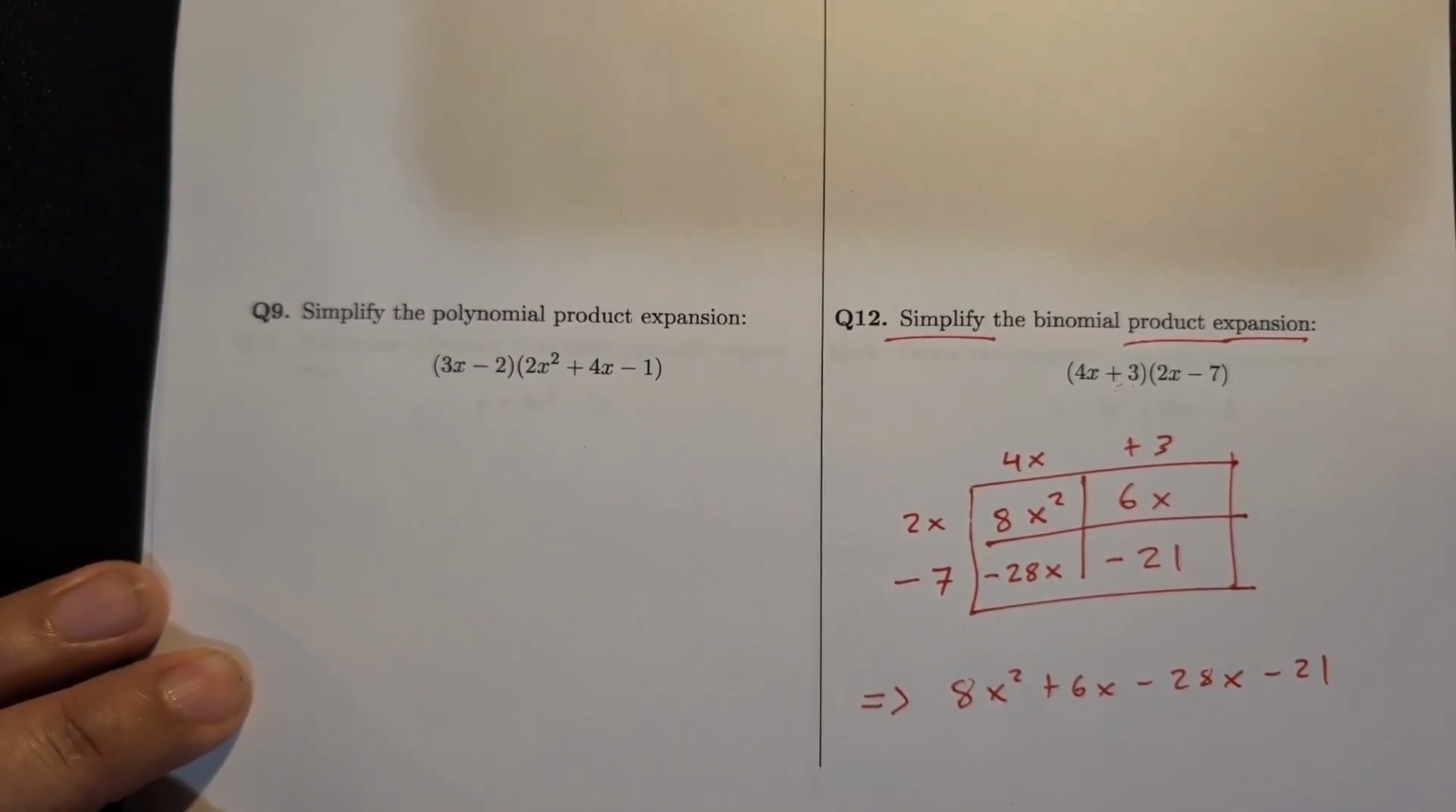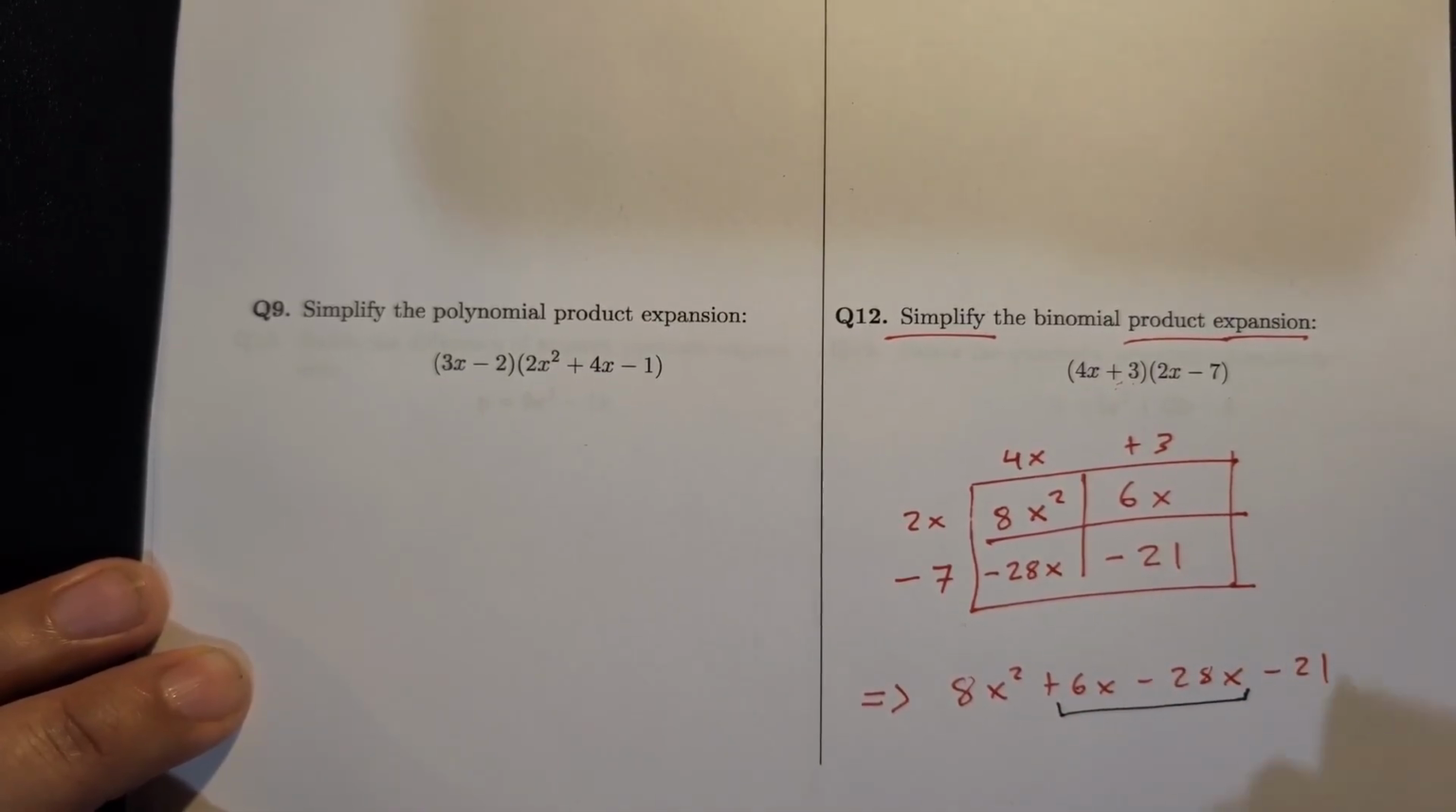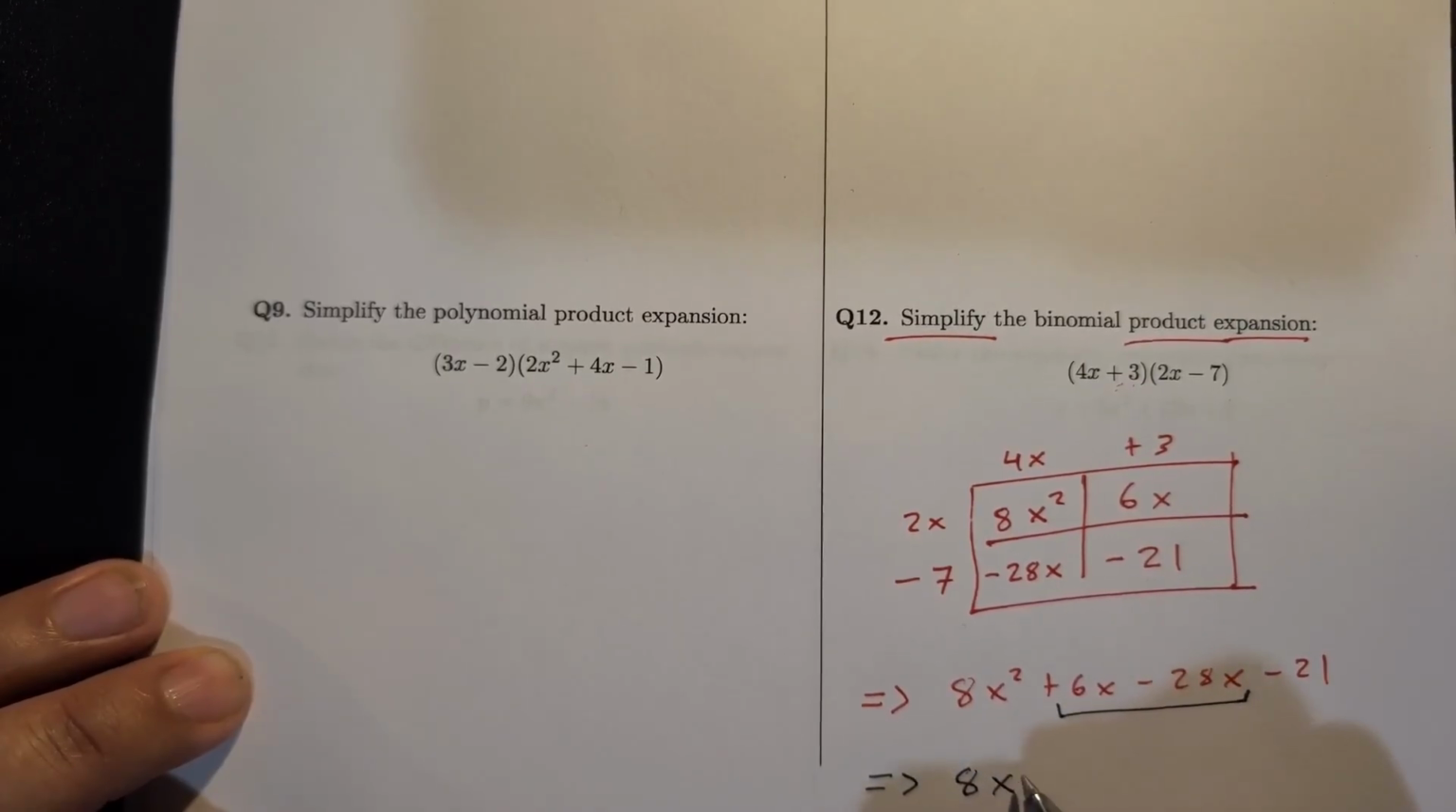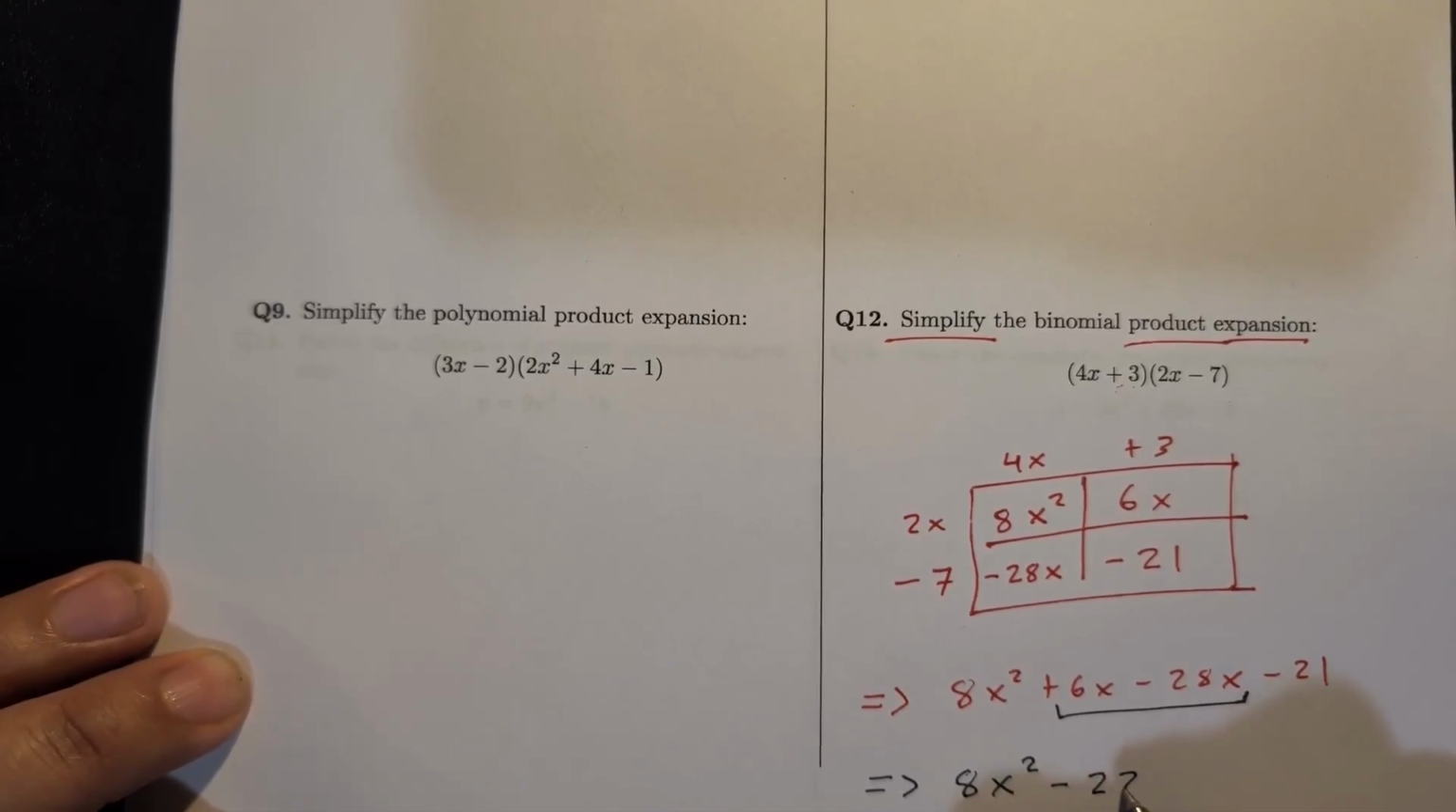Okay. Now from here, I can write this as, I can combine those two, and my final answer is going to be 8x squared minus 22x minus 21. That's my final answer.